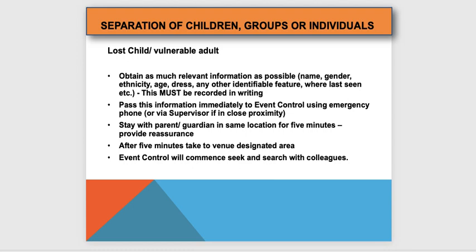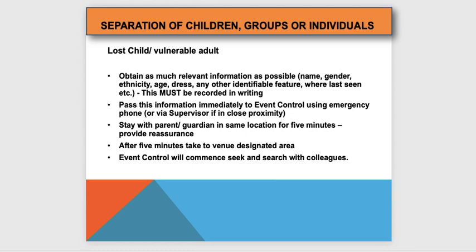How do you deal with separation of children, groups, or individuals? Okay, so someone comes up to you and says they've lost a child or a vulnerable adult. Get as much information as possible. What sort of information do you need to know? The name, height, where they were last seen, what they're wearing, what their clothing is. However, when you have this information, do not be vocal about it. Please do this in a quiet area, because if someone knows there's a lost child somewhere and they have a description of that person, I'm not going to explain what can happen, but I'm sure you may think so.